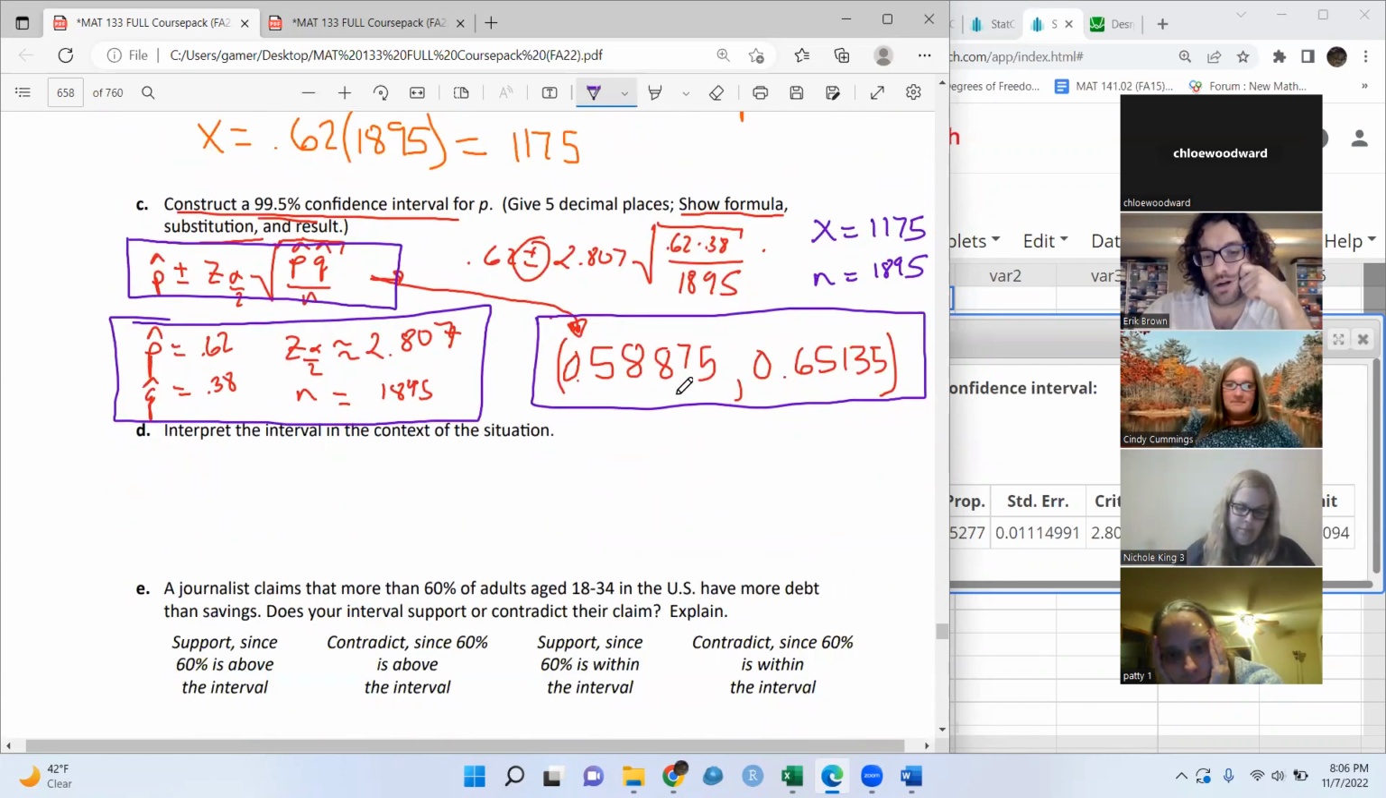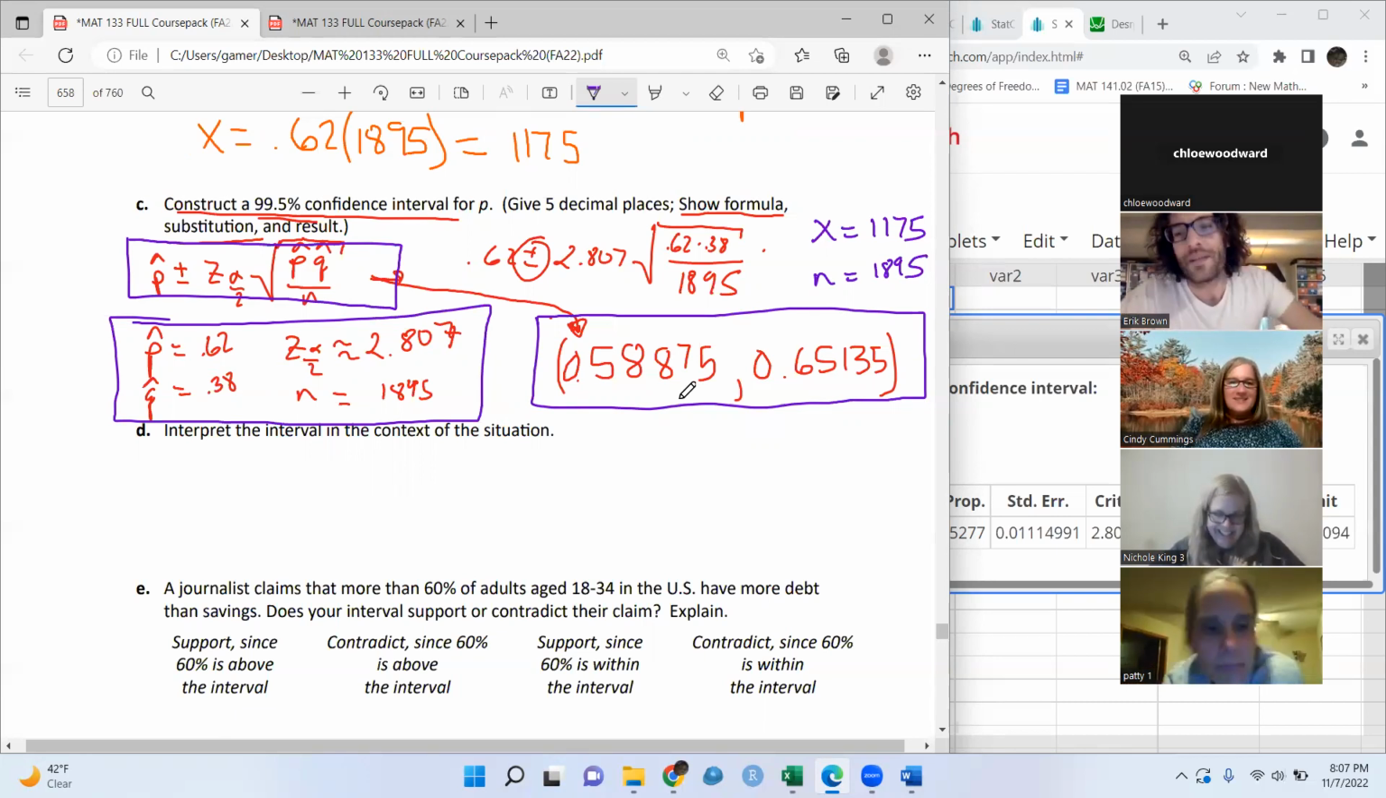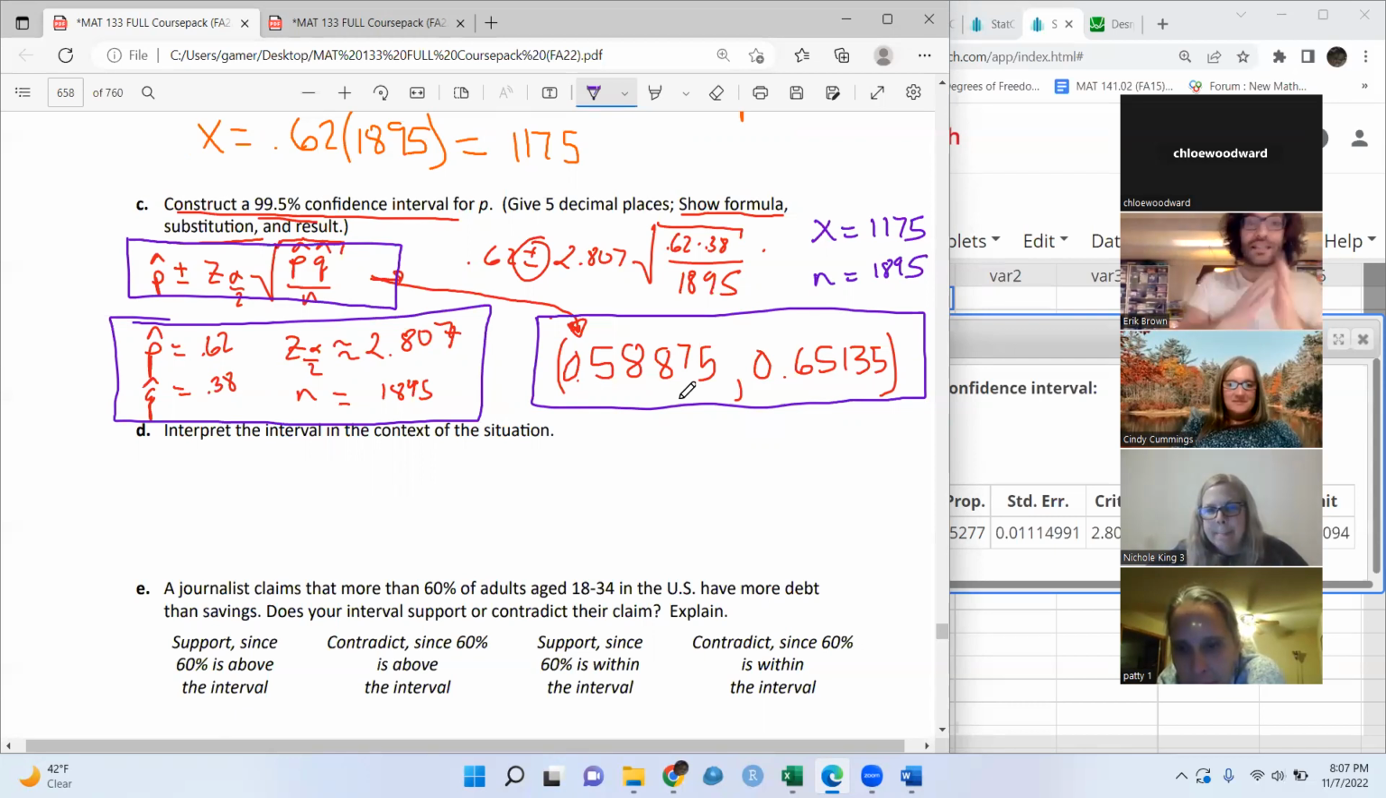You'll feel better after tomorrow and Monday, for sure, because we do this again with means. Will that make you feel better? You're gonna be fine. With means, it's slightly different, but it's the same overarching concept: there's a lower limit, an upper limit, and a point estimate in the middle.